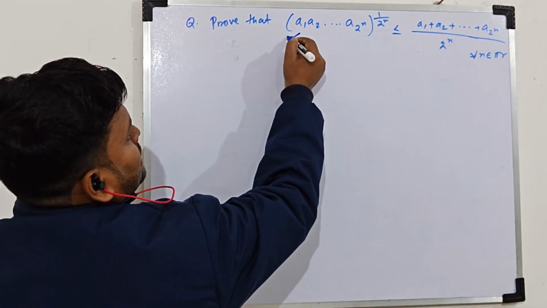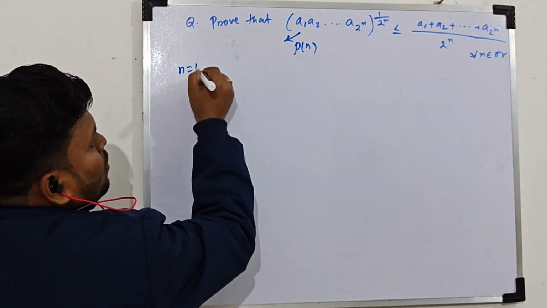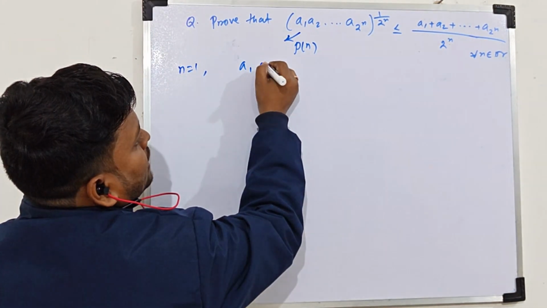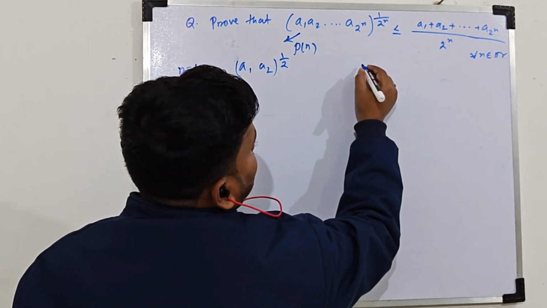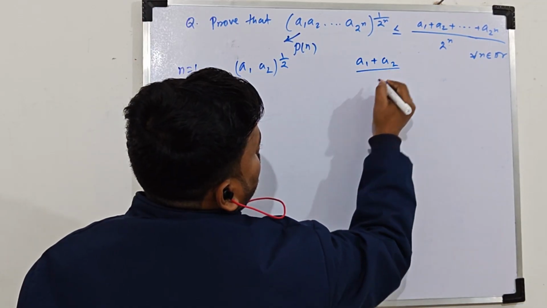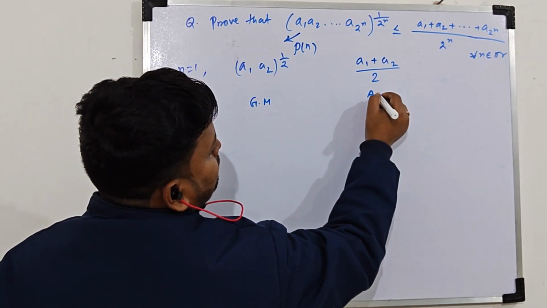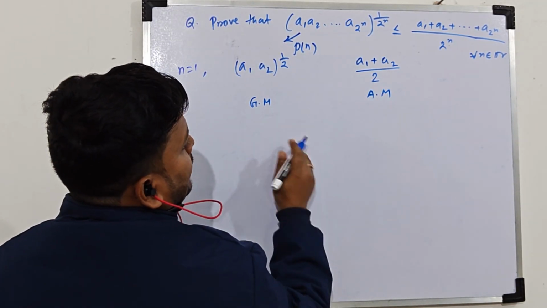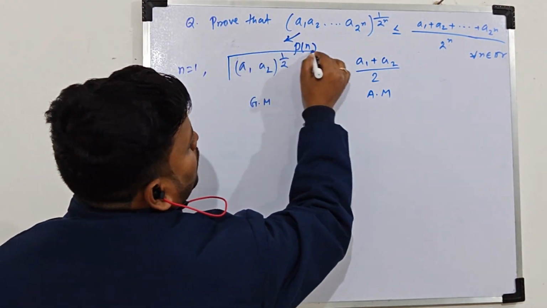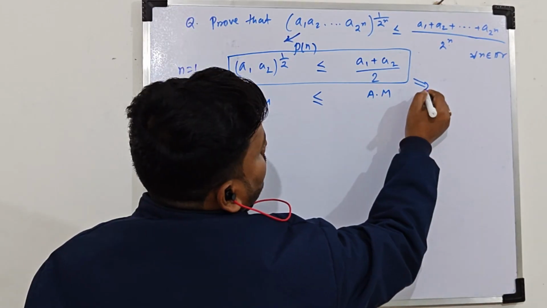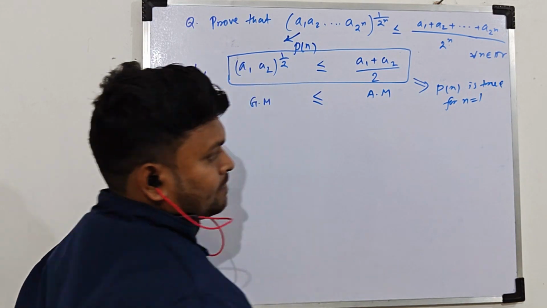Let us consider this statement as Pn. Take n equal to 1. Then we get (a1·a2)^(1/2) on the left, and the right hand side will be (a1 + a2)/2. Simply, this is the GM and this is the AM between two numbers a1 and a2, and we know the GM is always less than or equal to the AM. Therefore Pn is true for n equal to 1.